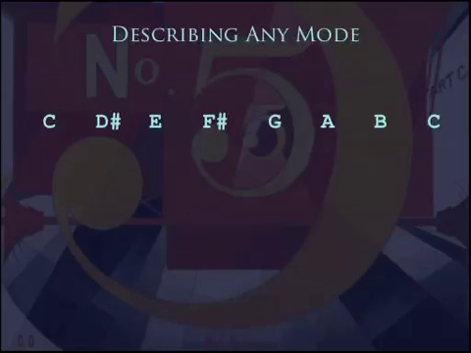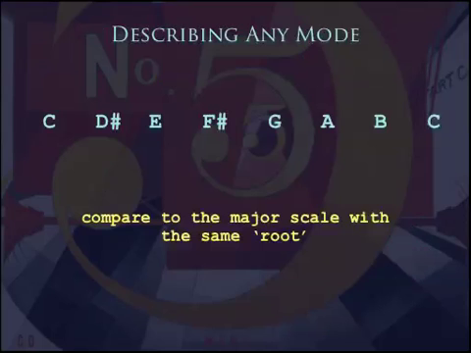Now this brings up a problem, and that is that we're just getting started here, and we've already got hundreds of scales. We don't have names for most of these scales, and yet we do need to be able to refer to them or to describe what is happening. How do we talk about them? And so this is the method that I recommend using, and that is that you compare whatever the mode is that you're looking at with the major scale that has the same root.